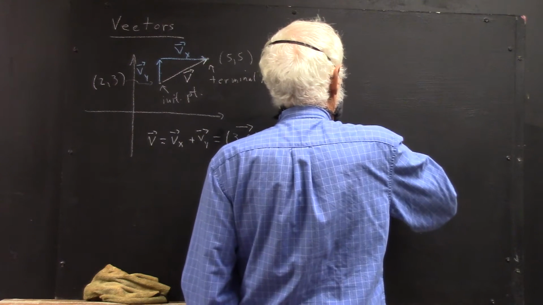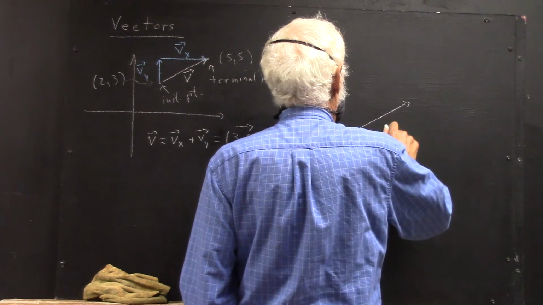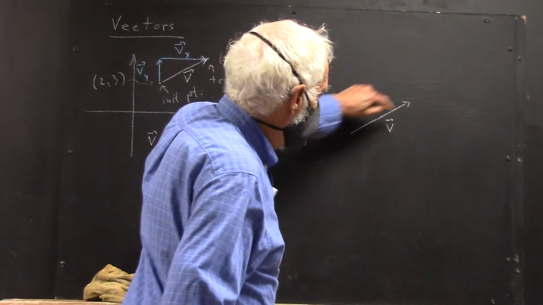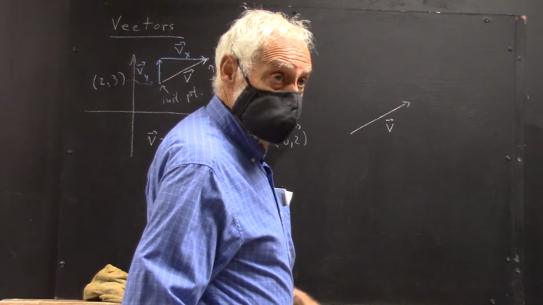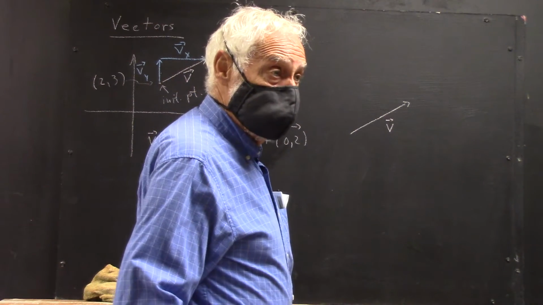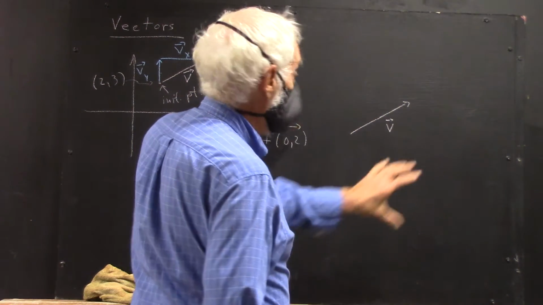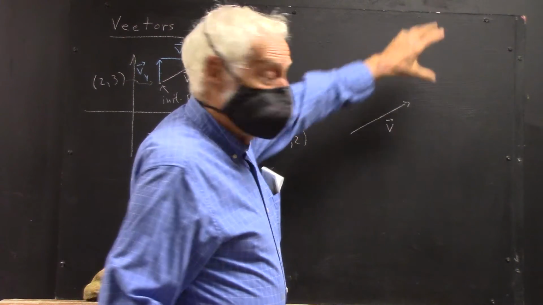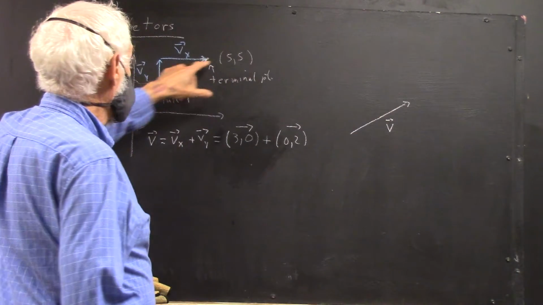Now I can draw the vector V here without an initial point and a terminal point. I'm just drawing the vector V. This vector can apply to any point in the plane. It's often said you can move it anywhere. It's not confined to the points 2, 3, and 5, 5.